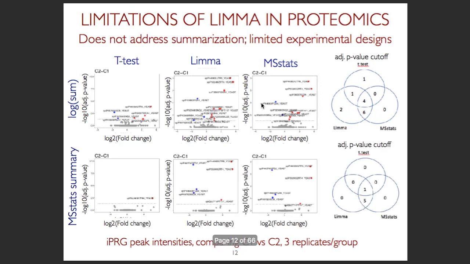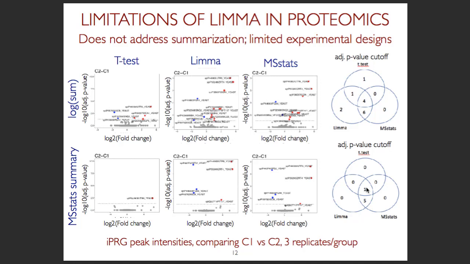But now if we look at the summarization which MSstats is doing, and I really wish I could use Keynote, but then I don't have a mouse, so we have a problem. Now, on the other hand, if we use the summarization in MSstats, which remember uses censoring and robust summarization, right, to have one number per protein per sample. And again, here is a t-test, here is LIMMA, and here is the MSstats downstream statistical analysis. You see that LIMMA and MSstats agree very well. They find 6 changes. The t-test only finds 1 change.